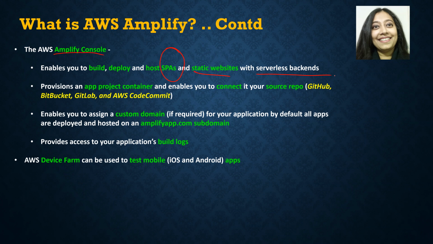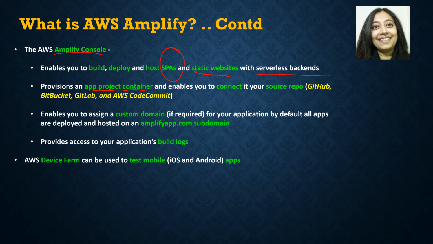Whenever you try to build, deploy, and host an app leveraging the console, it provisions an app project container for you and enables you to connect it, that is the container or the app, quote unquote. If you read any of the AWS documentation, they refer to it as app. It's basically a project container to connect it to your source code repo. And in fact, even if you don't have a source code repo, you can still go ahead and even upload your files.